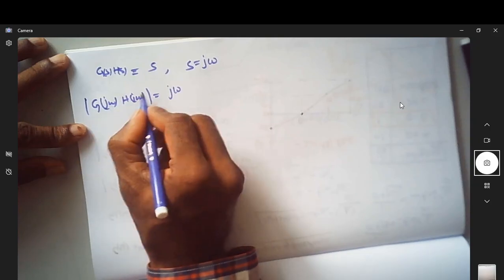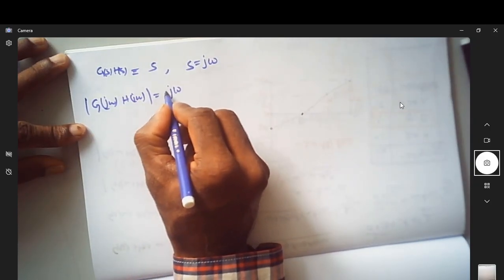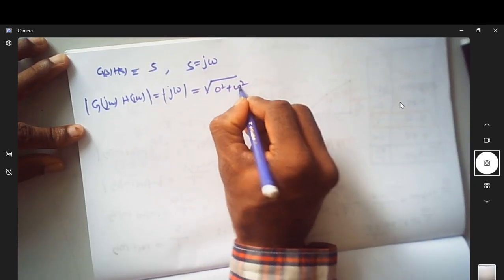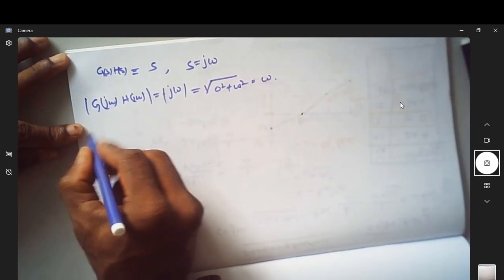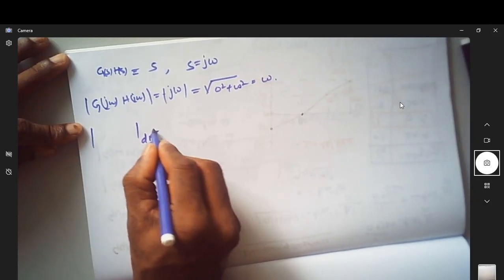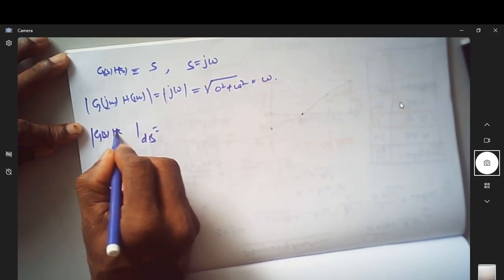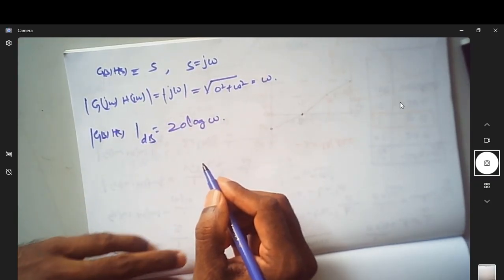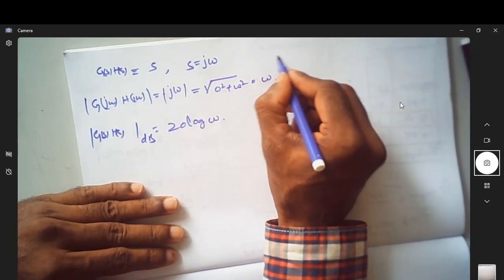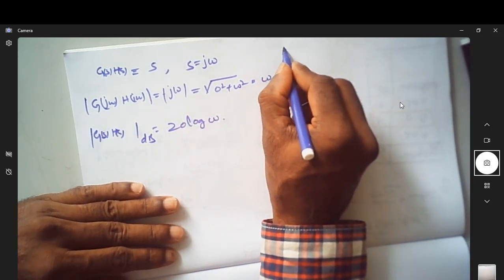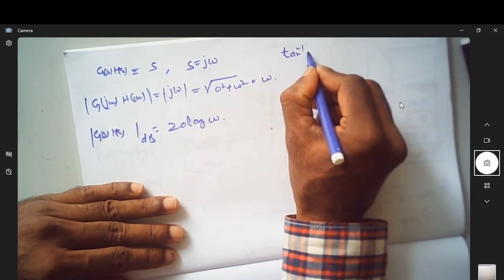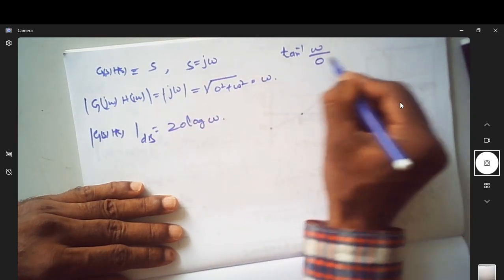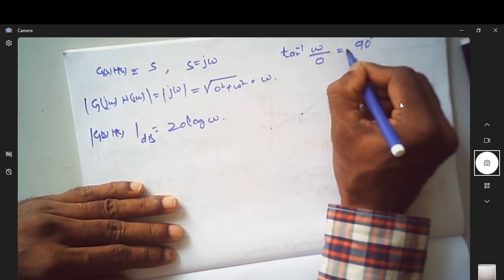Sorry, the magnitude. The magnitude of this actually becomes the square root of 0 square plus omega square, which will become omega. If you want to find the magnitude in dBs, which is G of S into H of S, the magnitude in dBs is actually 20 log of omega. Again, if you want to find the phase of it, as we know in the previous case also, it was tan inverse of B by A. In case of B you have omega, in case of the real part it is 0, it's actually 90 degree. So this is plus 90 degree.